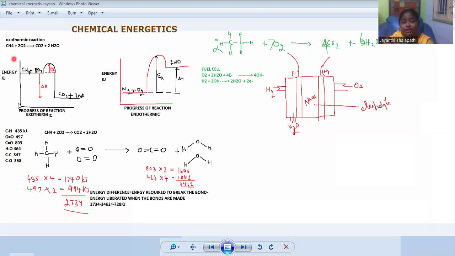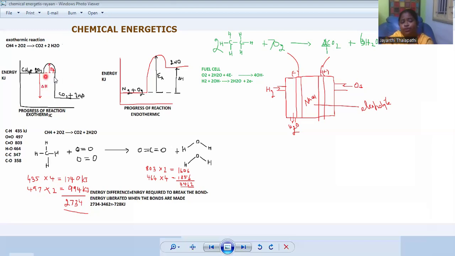If you see this graph, you will understand that the y-axis denotes energy in kilojoules and the x-axis denotes progress of the reaction. I've written the reactants over here and the products over here. Why is the arrow downwards? Which means energy is liberated. Delta H is the change in enthalpy, and it will be negative delta H, because the reaction loses energy.